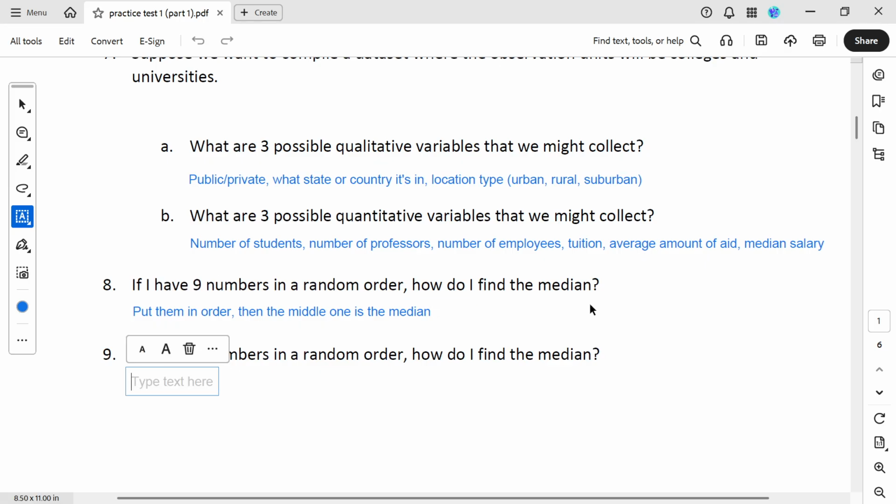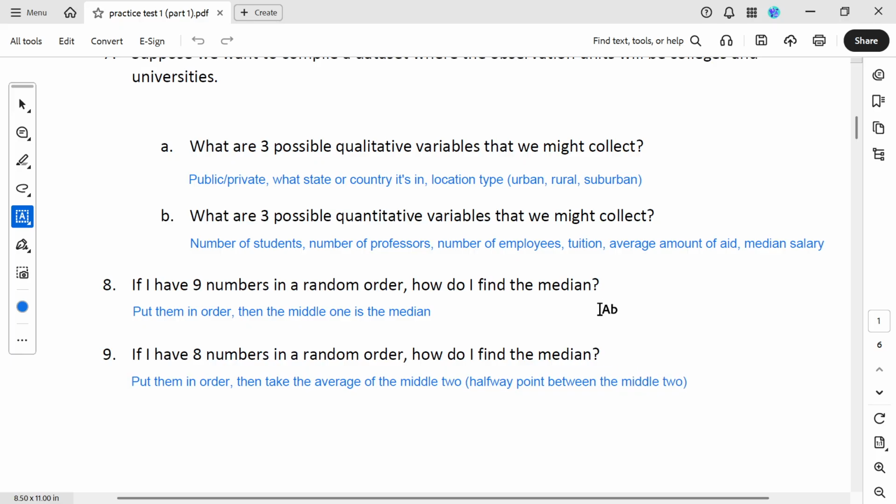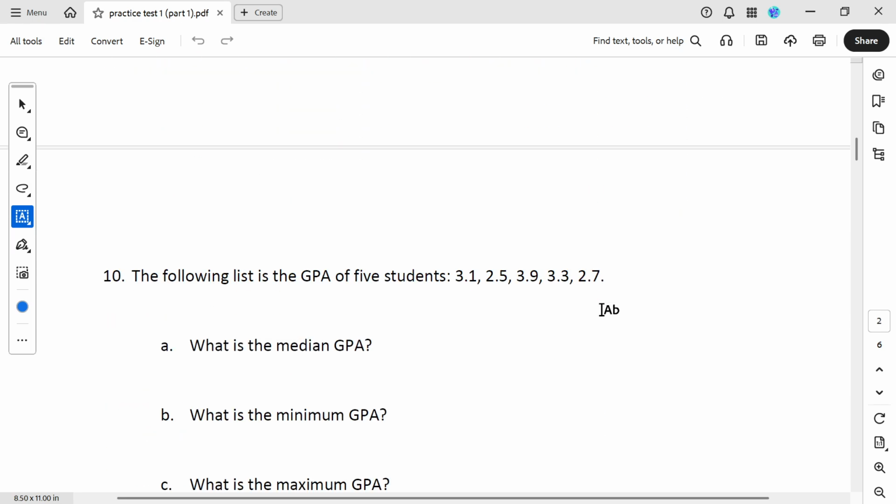If you have an even number of numbers, you still have to put them in order, and then take the average of the middle 2, halfway, which is the same as the halfway point between the middle 2. Okay, now we're going to actually do that.